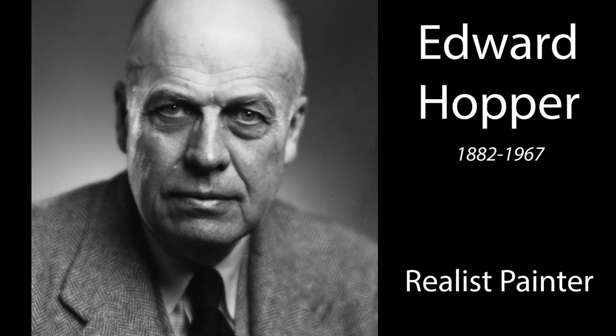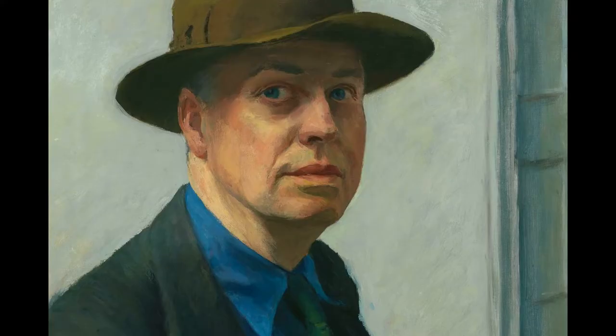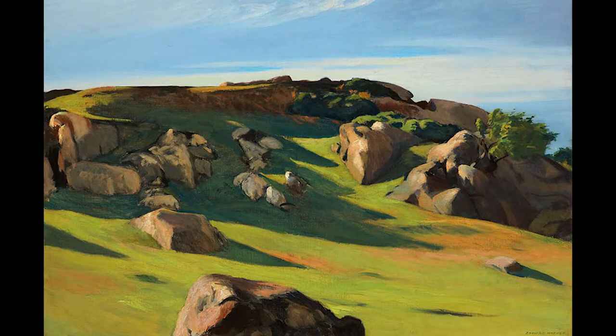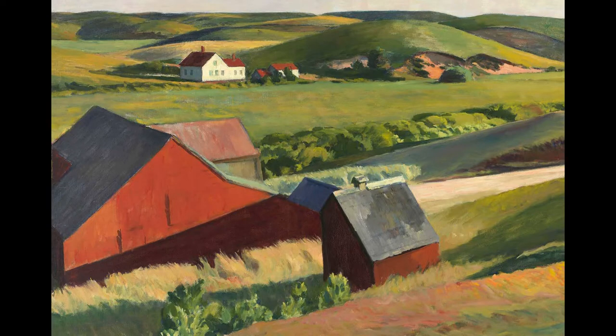Edward Hopper was an American painter in the late 1800s. He was very talented with depicting realistic light. He would often paint scenes of landscapes and houses and buildings. He was part of the American Realist movement.